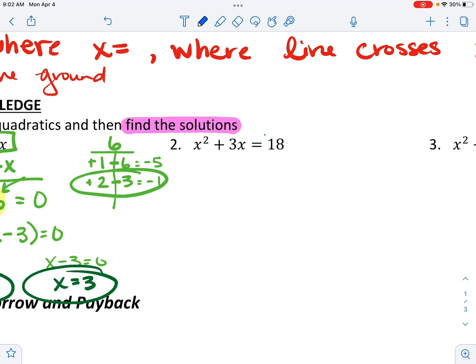Let's do it a little bit faster. Okay, so you move this to the left by doing the opposite operation. You put it in standard form.